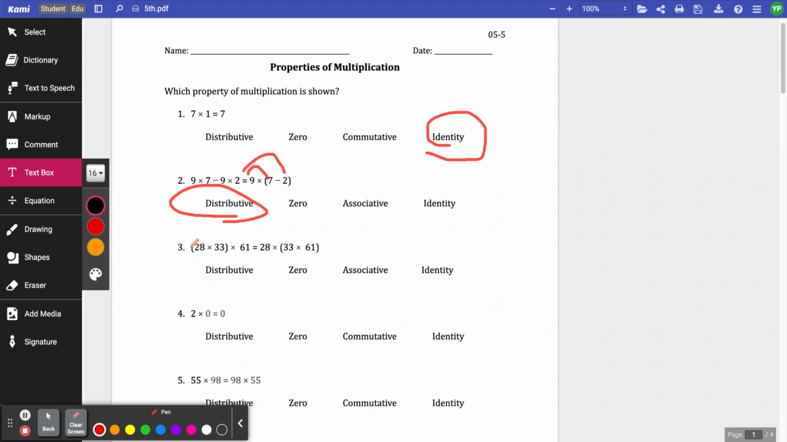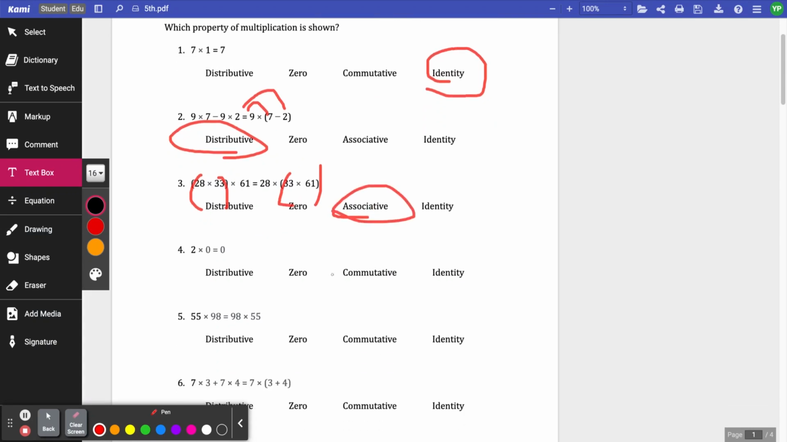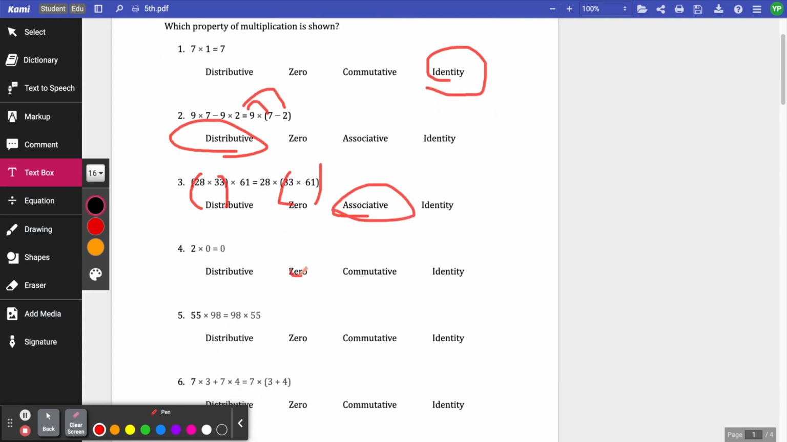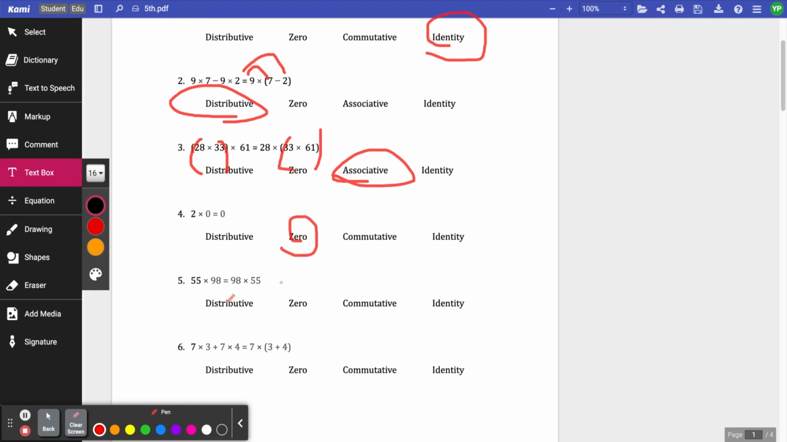And then number 3, the parentheses are right here and then right here. They're on different numbers, but they still equal the same thing. So this is associative. Number 4 is the 0 property, since anything multiplied by 0 is 0. And number 5 is commutative, since you can switch the order of these two and it will not matter.